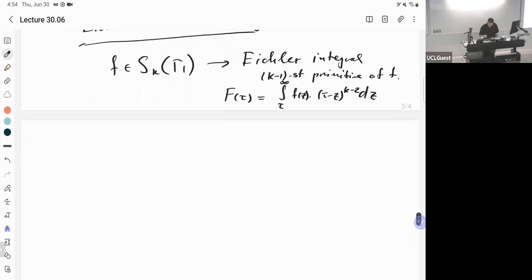And the beautiful thing is that it is almost a modular form. It's a modular integral for a cocycle which is polynomial. So it ends up being a modular integral with a polynomial cocycle.